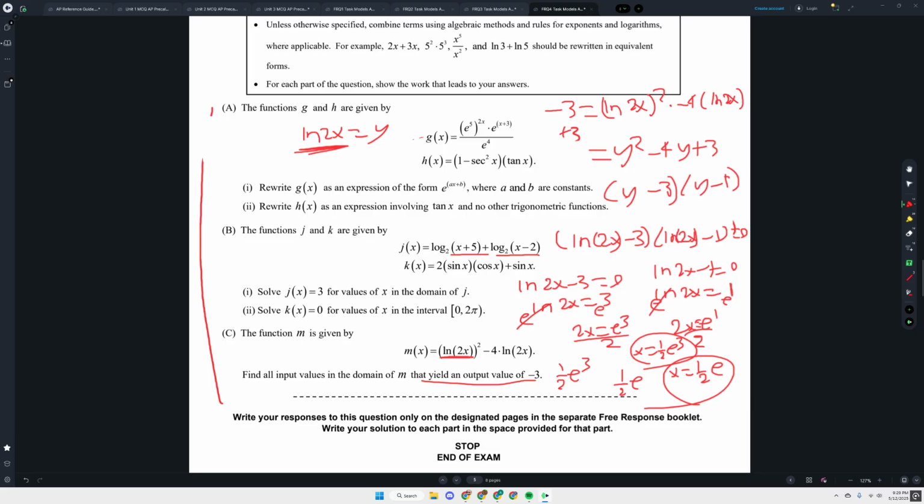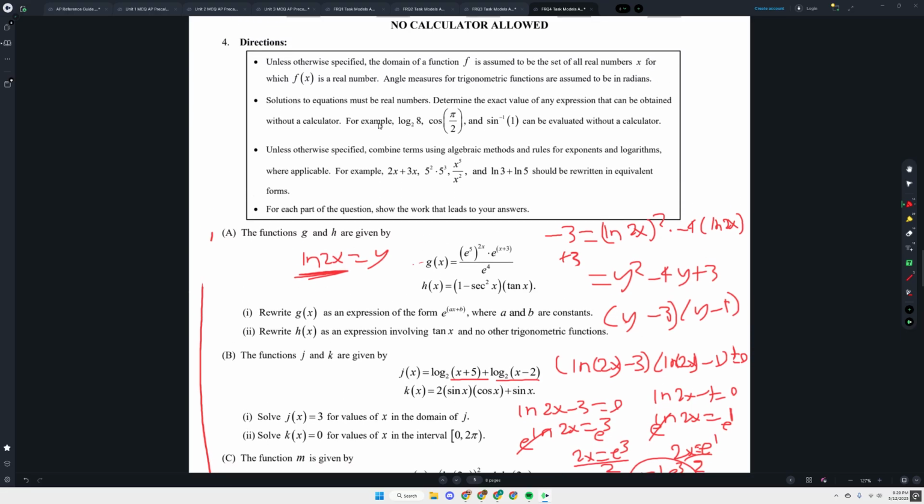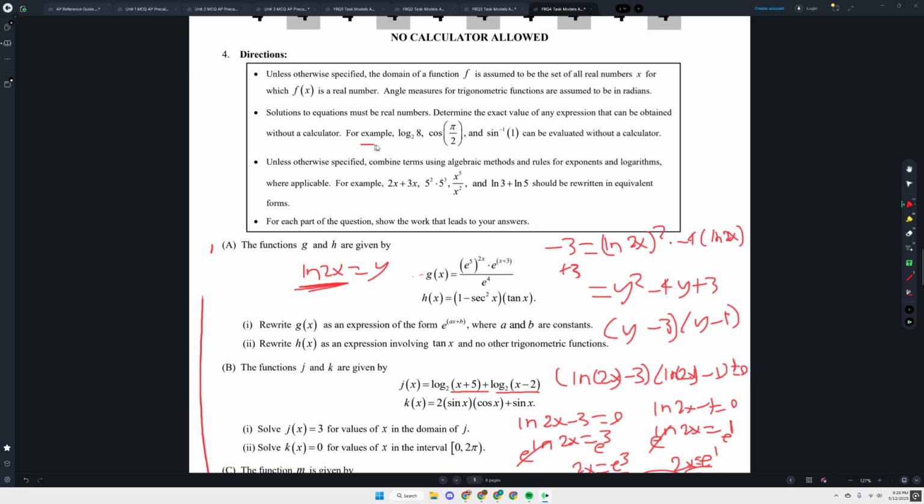What if we don't do u sub? You don't have to do u sub. You can, it's just that you can't go further than that. You would need a calculator, and it says, unless otherwise specified, determine exact values of any expression that can be done without a calculator. e cannot be calculated.